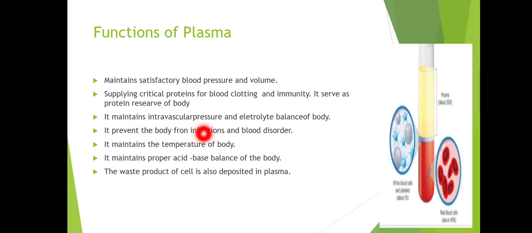It maintains the intravascular pressure and electrolyte balance. It protects the body from infection, cancers, and blood disorders. It maintains the temperature of the body. It maintains the proper acid-base balance of the body, and the waste products of the cells are also deposited in the plasma. In whole, we can say that plasma is very important for maintaining the osmotic balance, for defense against infectious agents, and for maintaining the temperature. It is very important for supporting the functions of the body, for carrying the blood cells to the different parts and organs.